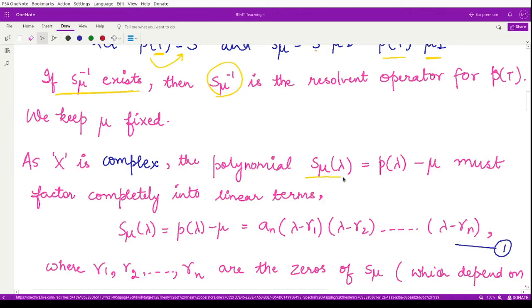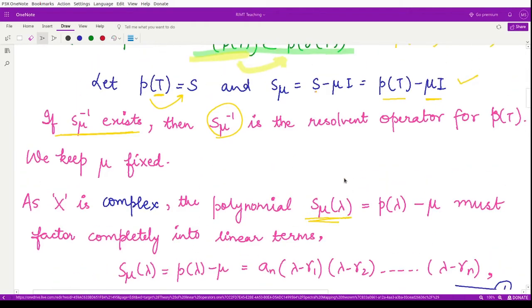Now what is this S mu lambda? How do you get that? You have S mu as this P of t minus mu lambda. So corresponding to this S mu, we can now define a polynomial S mu lambda, where instead of t we can write P lambda minus mu. And no need to write identity here because these are numbers. And we can simply write them.